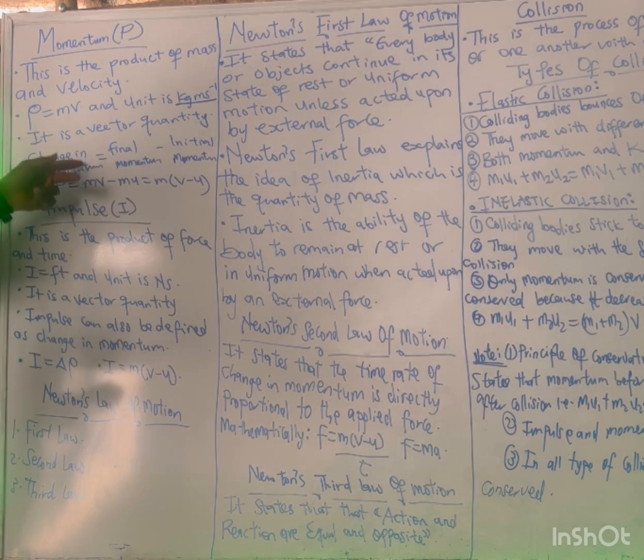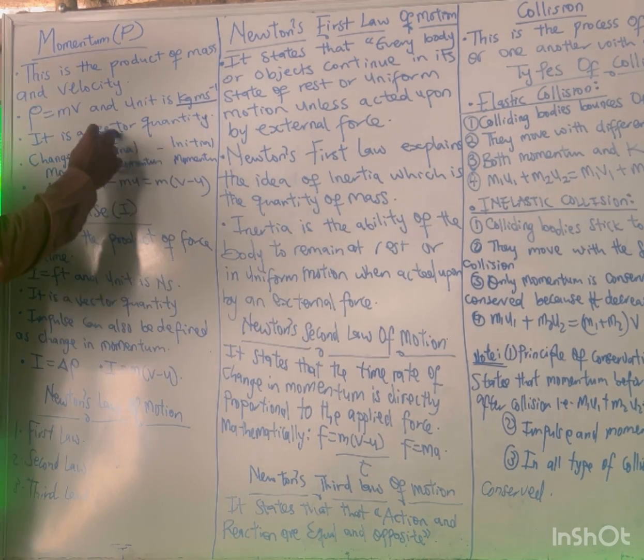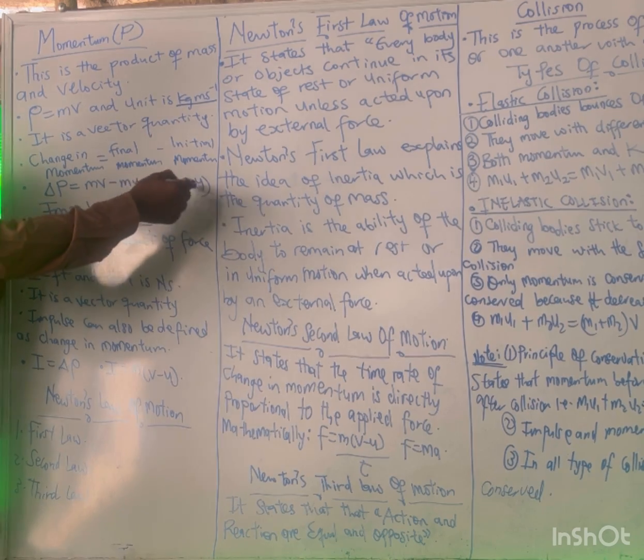Then you have to know that change in momentum is final momentum minus initial momentum. The formula for final momentum is mv, initial momentum is mu. So your change in momentum is equal to m(v minus u).